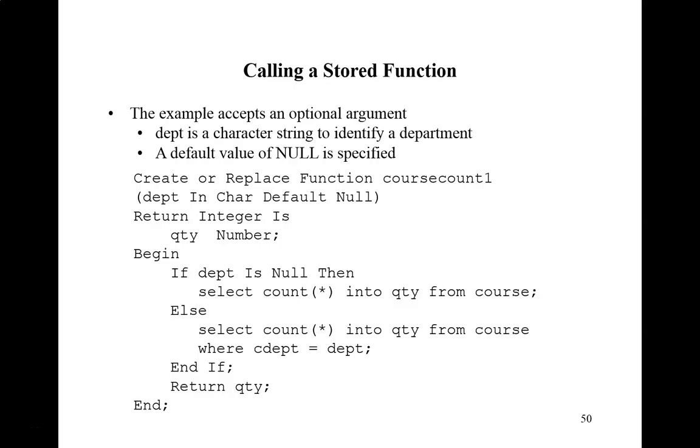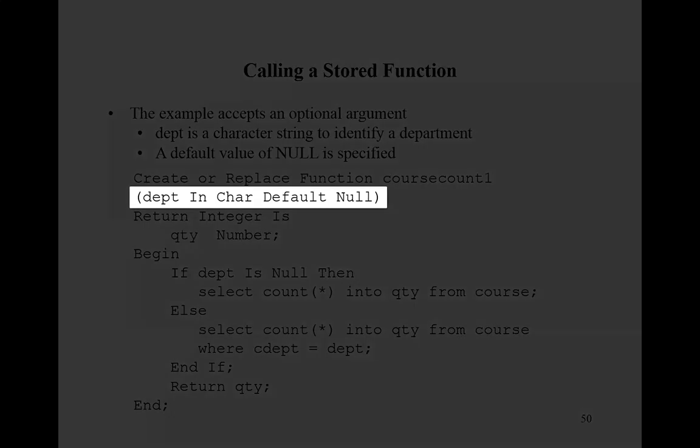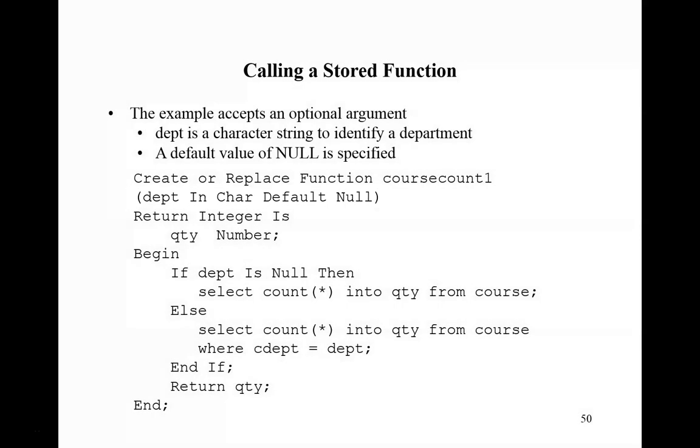In our final example, we create a variation on our previous example. Here we call it course count 1. The primary difference is that this particular version of course count 1 has an argument. It has a character string as an argument. That character string will be used to identify the department whose course rows will be counted. But we also want to make this have a default value, so the argument becomes optional. If the department is not passed, we assume the value of null.